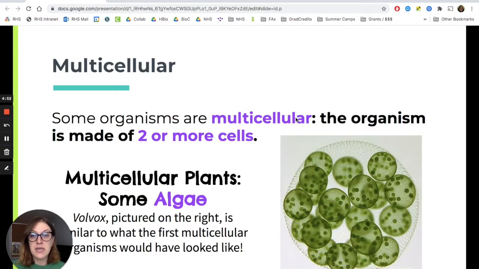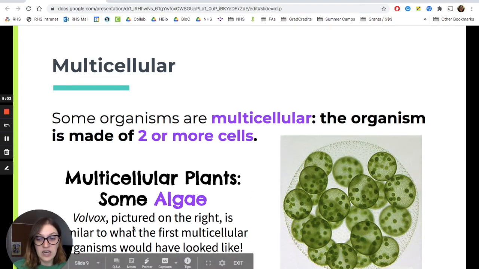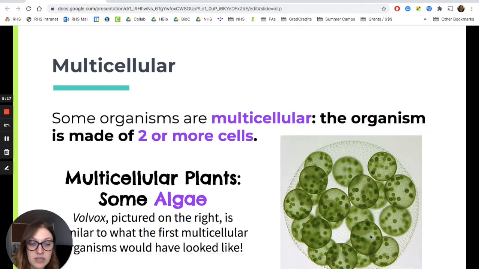Organisms can also be multicellular. Multicellular organisms are ones that have 2 or more cells. Some examples include Volvox, which is a type of algae, and Volvox is similar to what the first multicellular organisms might have looked like, where each of these is a single cell and they work together within a larger structure. So you have multiple cells now kind of clumped doing a similar job.